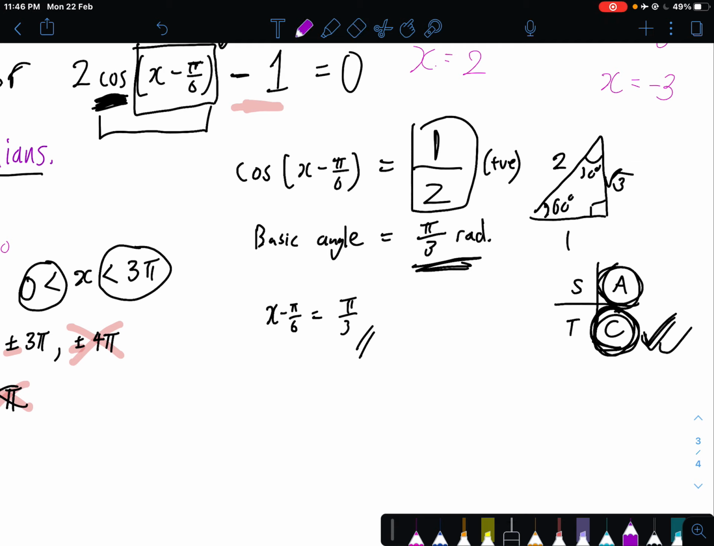So in other words, your x, is it just x? No, it's x minus pi by 6. Take the whole thing here. Treat this as one lump. The minus pi by 6 tags along. Okay, so x minus pi by 6 is equal to what?